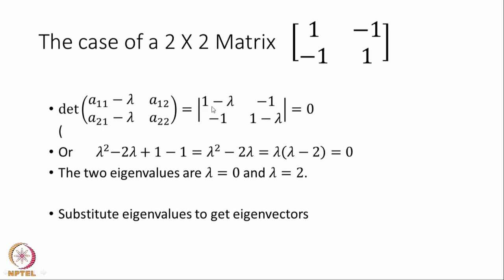The first term in the determinant will be 1 minus lambda into 1 minus lambda. So, that is 1 minus lambda squared. What is 1 minus lambda squared? Lambda squared minus 2 lambda plus 1. And what is my second term? Minus this into this. So, minus 1 into minus 1 is plus 1. I have to take one more minus, because the determinant is the product of these two values minus the product of these two values. So, this is my equation: lambda squared minus 2 lambda plus 1 minus 1.